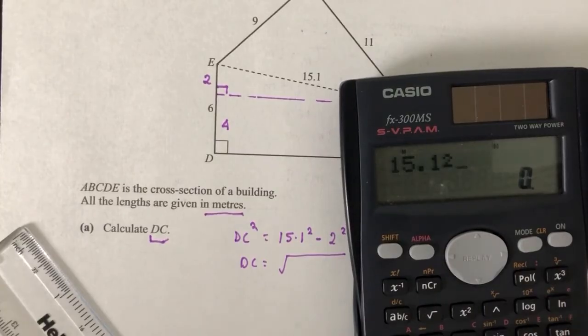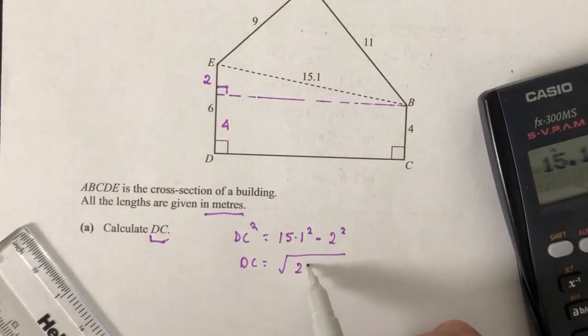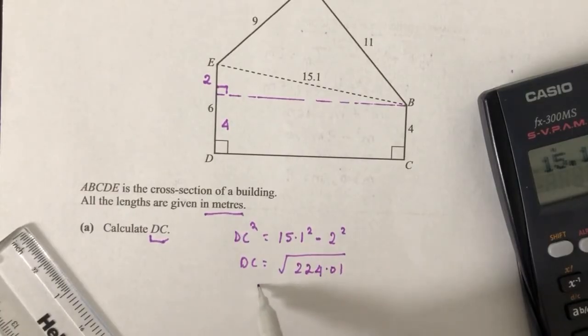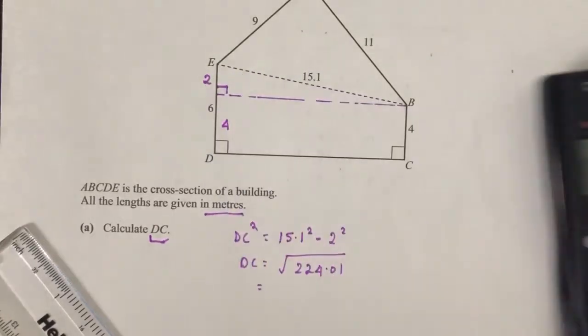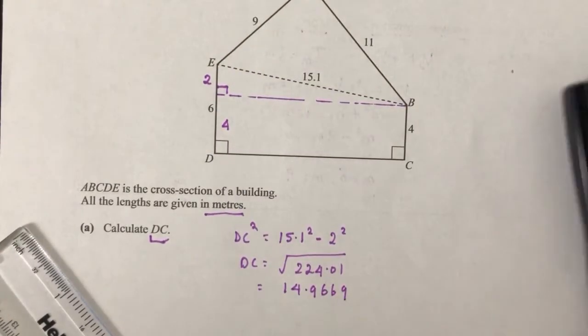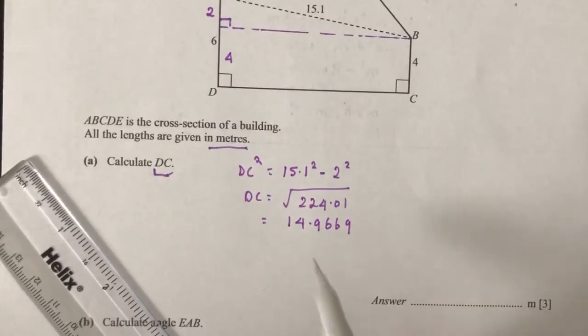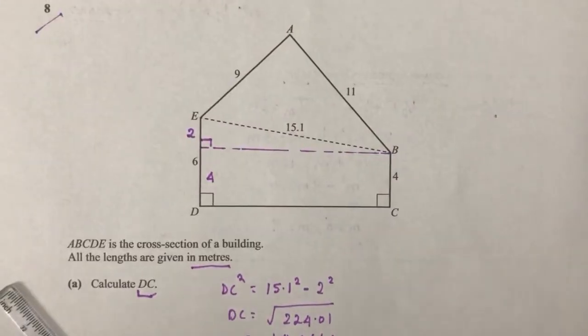15.1 square minus 2 square, 224.01. Square root of that will become 14.9669. So your answer will be, to 1 decimal place, that will become 15.0 meters for the value of DC.